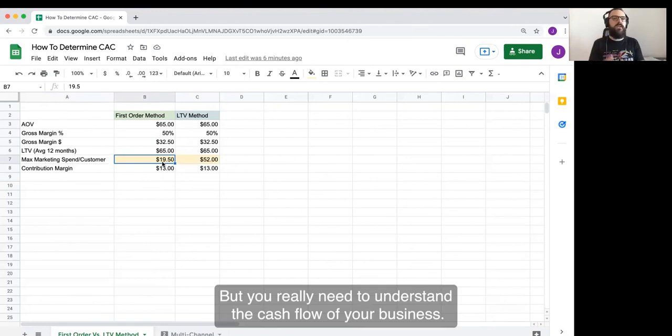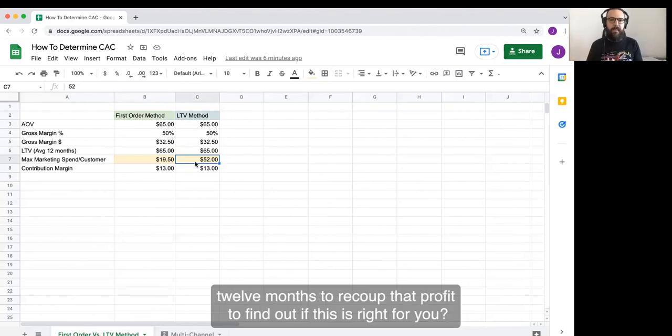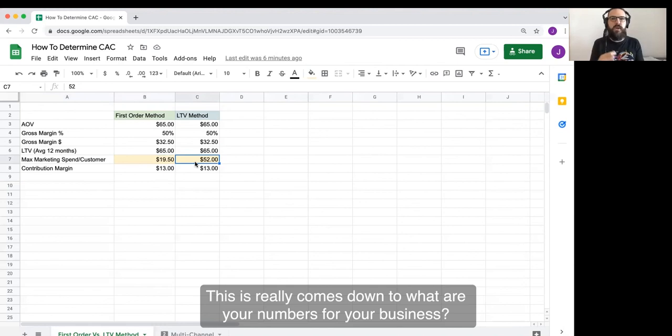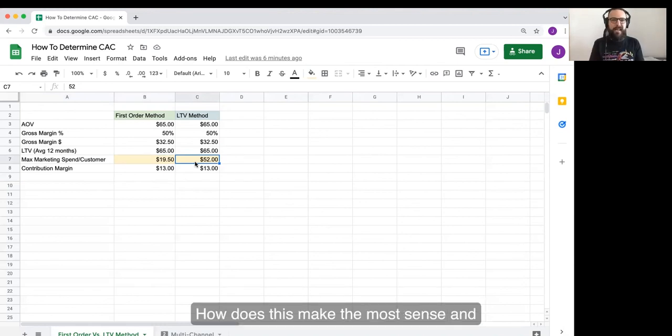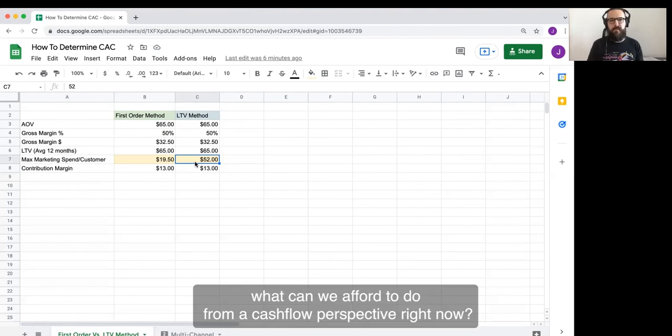But you really need to understand the cash flow of your business. Can you actually afford to spend that much money up front and wait that 12 months to recoup that profit, to find out if this is right for you? So this is a sliding scale. There isn't any really right answer here. This just really comes down to what your numbers are for your business, how this makes the most sense, and what we can afford to do from a cash flow perspective right now.